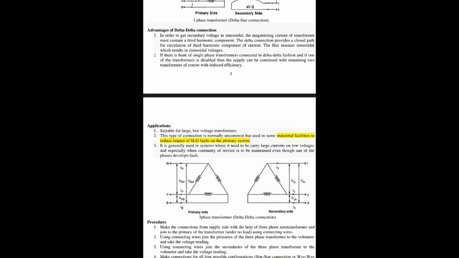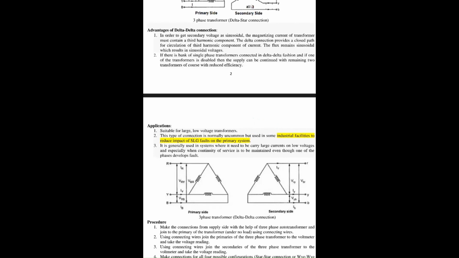Okay, so the delta connection provides the closed path for the circulation of the third harmonic component of the current, which is helpful because the delta connection has a closed path on both the primary side and secondary side. Okay, so it is suitable for large sized but low voltage transformers, and it is used in industrial applications to reduce these SLG faults on the primary system. What is this SLG? SLG is single line to ground fault.